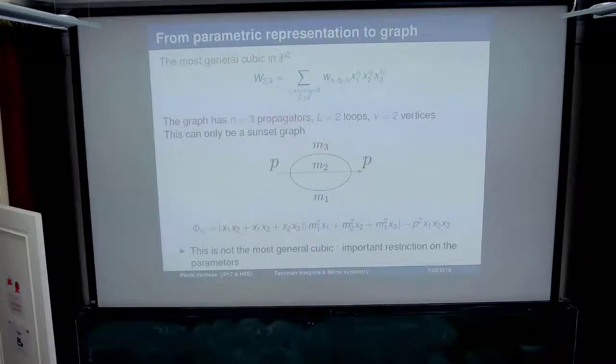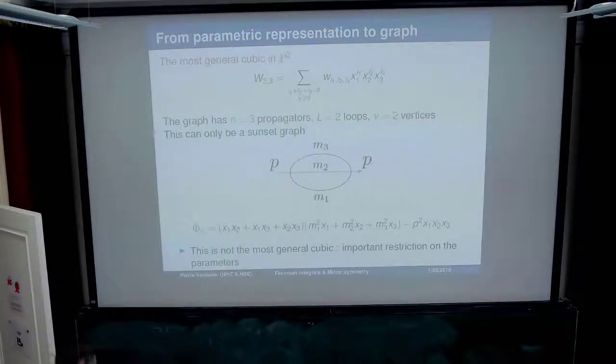Now look at the cubic in P2. Still P2 because this graph has 3 lines, but now it's a cubic because it's going to be 2 loops. So I still have 2 vertices. And if I work out the graph polynomial for this sunset or sunrise graph, I find this, okay? But you realize that there are no x1 cube terms; this is the first condition. Second, if you only restrict the degree of the monomials to cubes, you would have 7 parameters, but here you have only 1, 2, 3, 4 parameters.